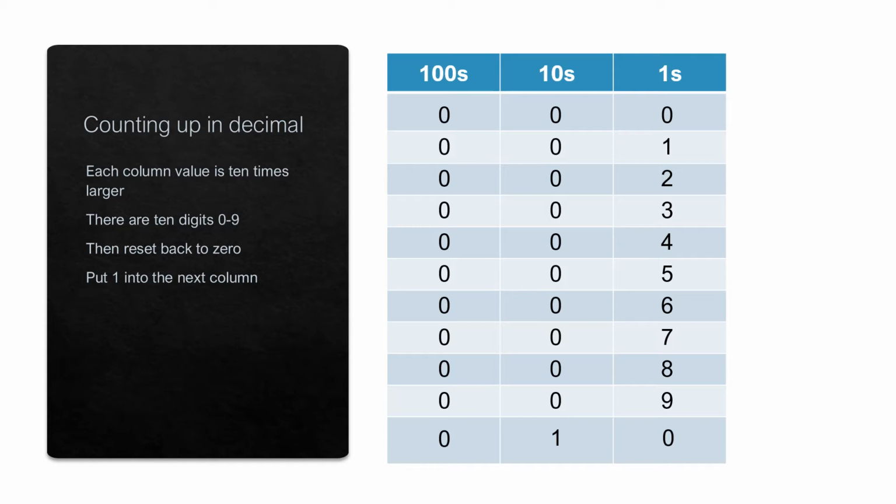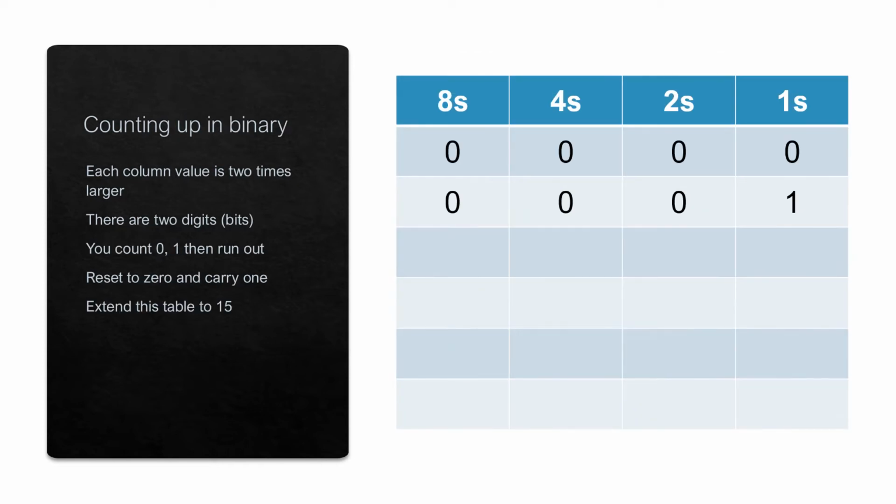Binary works in exactly the same way, but there are only 2 digits, the bits 0 and 1. So 0, then 1, and now we've run out of digits. So we reset the ones column to 0 and carry 1 into the next column. And the next count, we put 1 in the ones column, 1 in the twos column, and the other 2 columns are 0 at the moment.